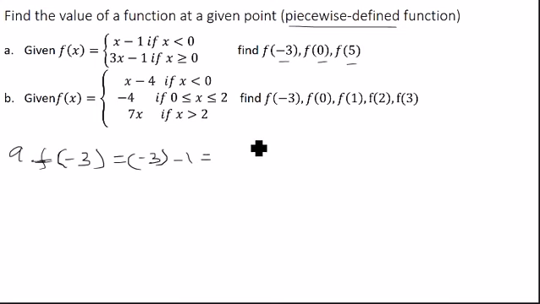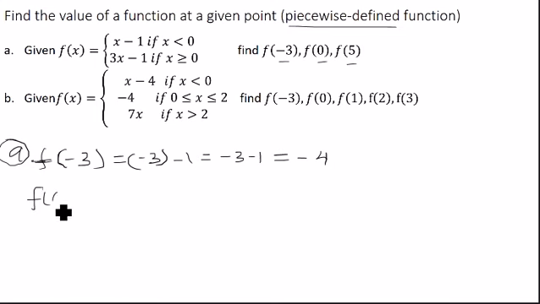Again, remember my parentheses rules. So -3 minus 1. I did not choose the second branch because -3 is in the first part, where the restriction is x is less than 0, and -3 is of course less than 0. So that's why we're using that. And -3 minus 1 is going to be -4. So that's the first part of part A.